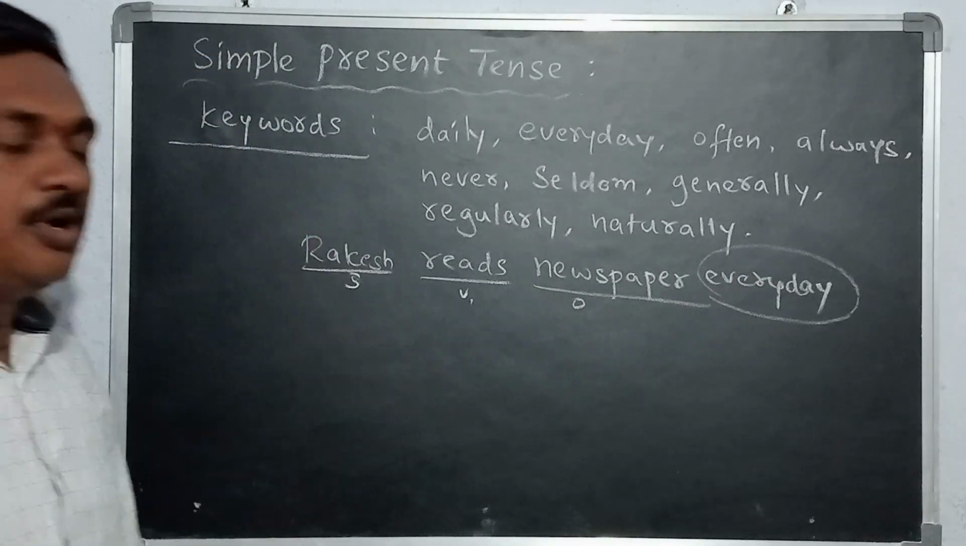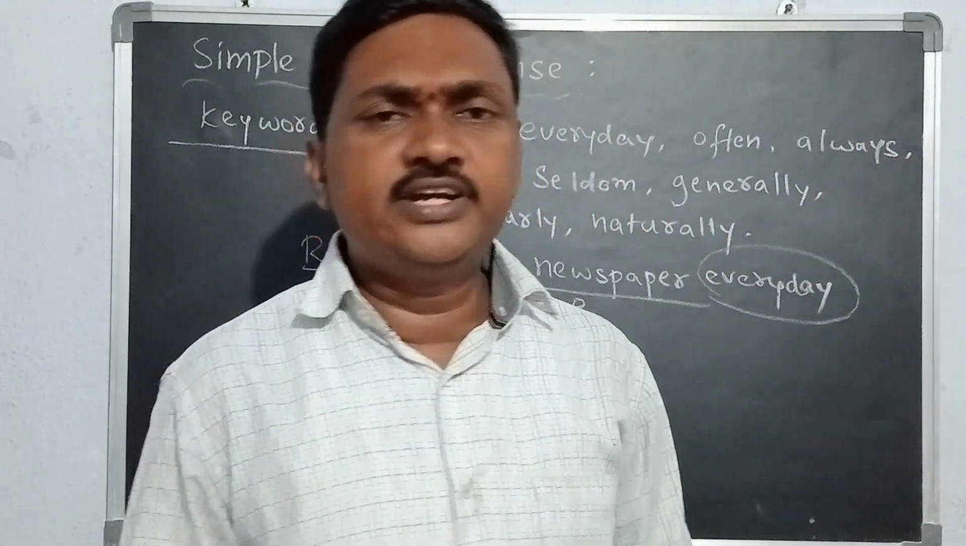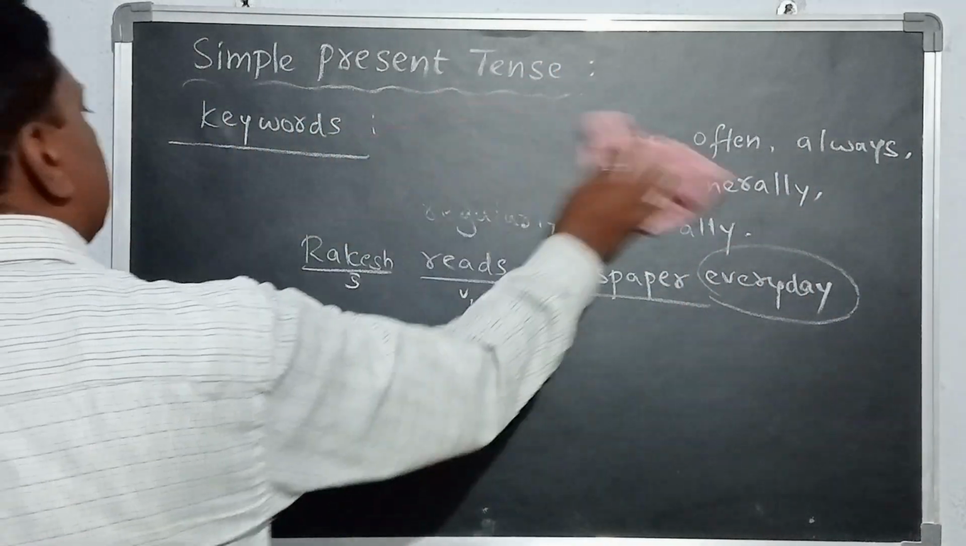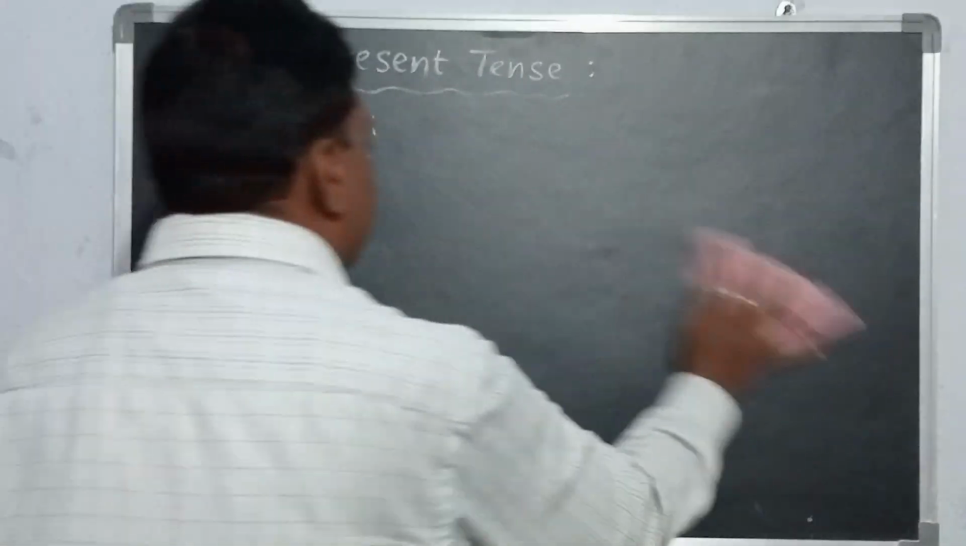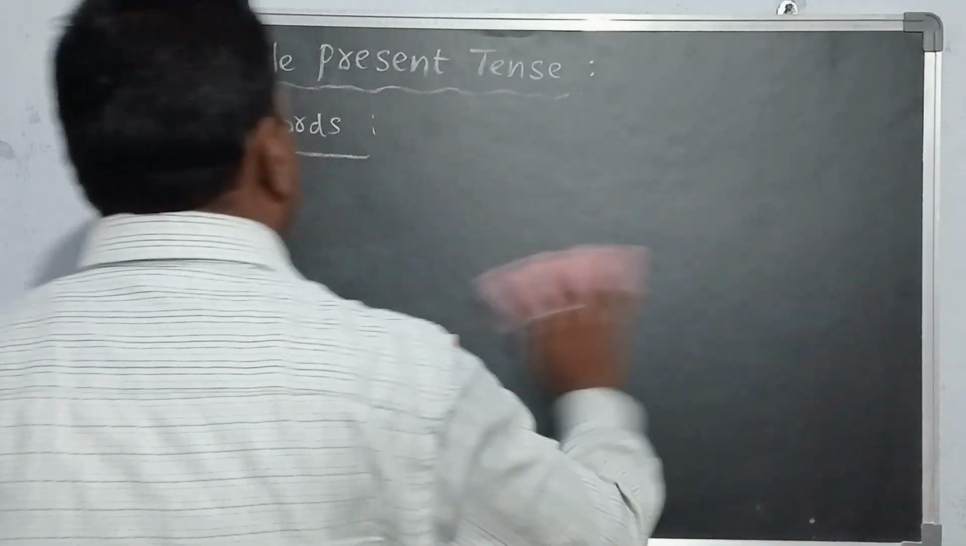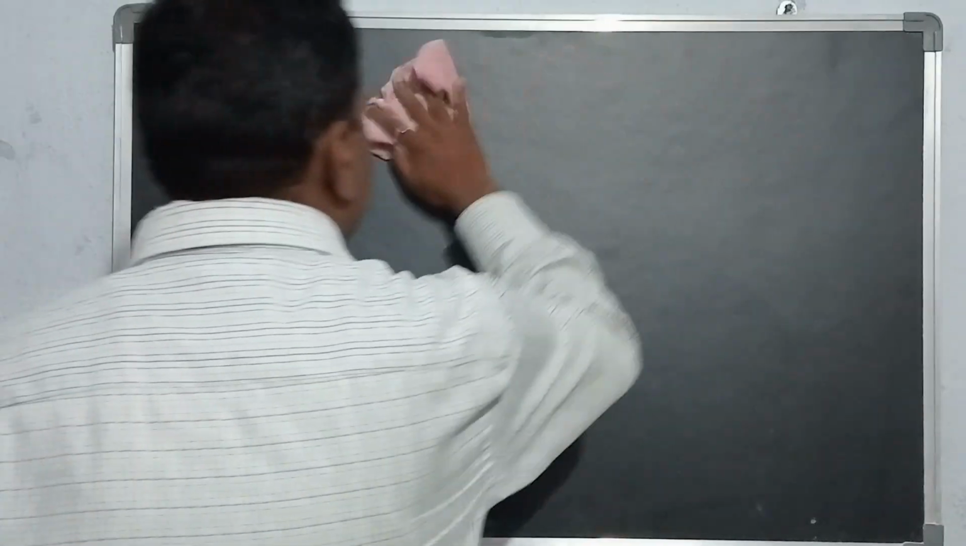Okay. So this is all about simple present tense. Sentence structure: subject, verb 1, object. Next, usage: universal truths, habitual actions, historical events, common actions. Okay. Proverbs, quotations, and a future event which has been fixed in advance.